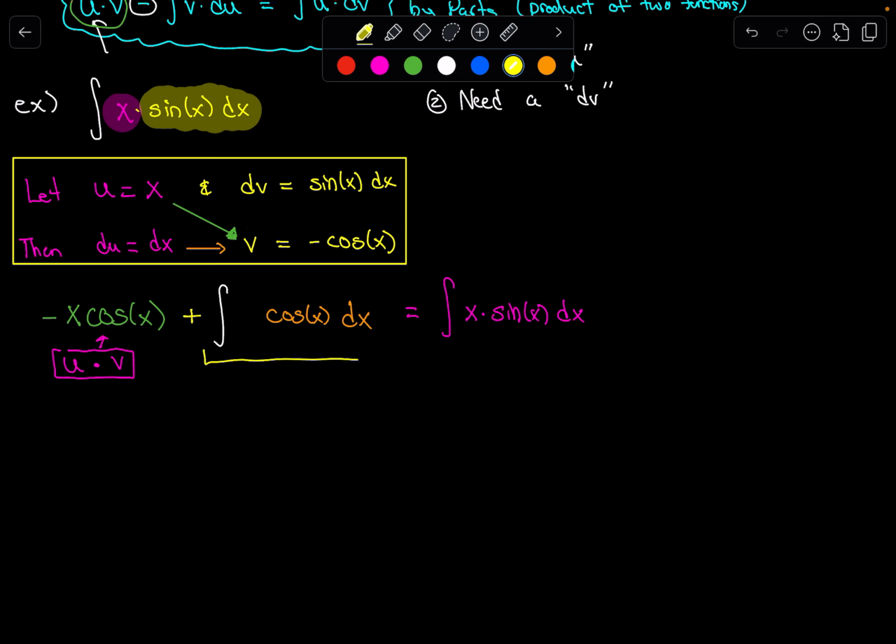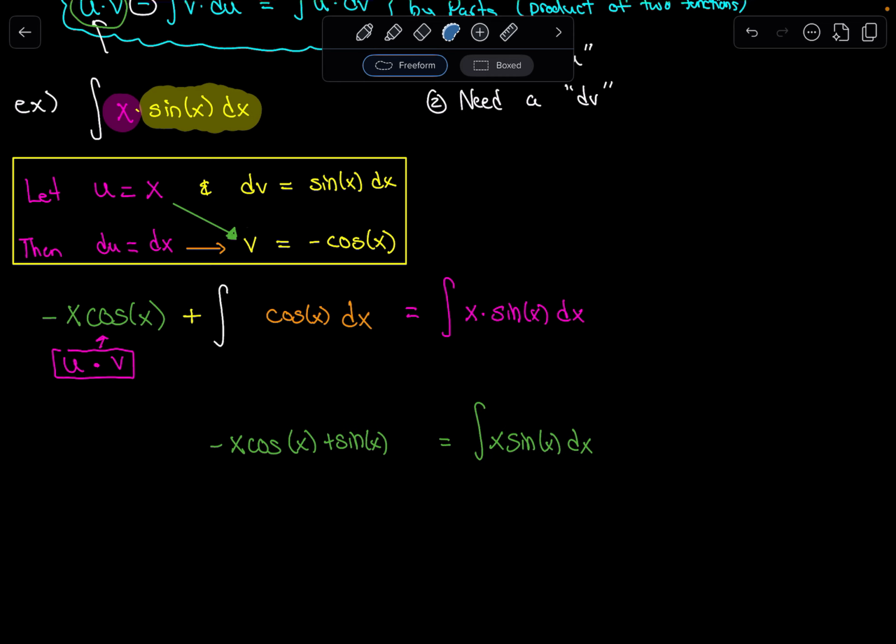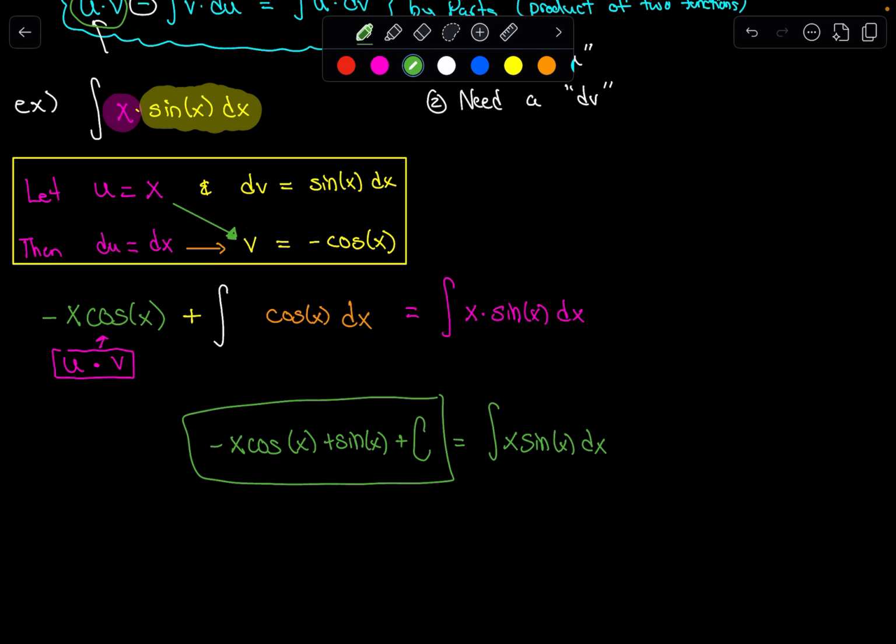And then all we need to do is figure out the integral of cosine of x dx. And last time I checked, what function has a derivative of cosine of x? That's just going to be sine of x. So it turns out that the integral of x times sine of x dx ends up equaling negative x cosine of x plus sine of x. And what else are we forgetting on this thing? Let's make some space for it, because you cannot forget it when you are doing indefinite integrals, is this plus c. And this should be our final answer.